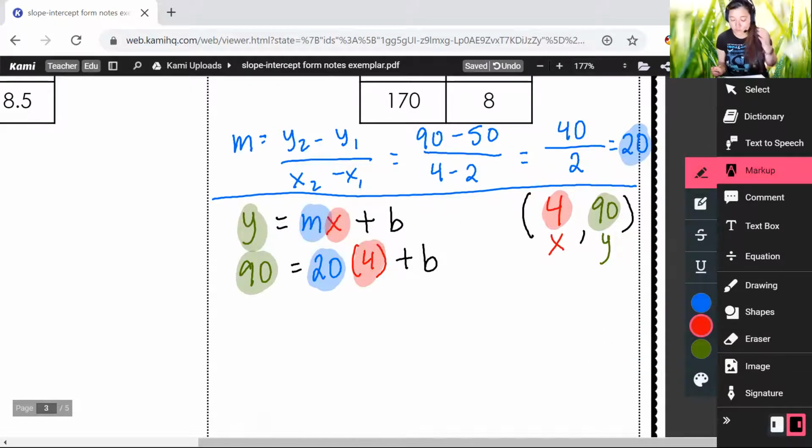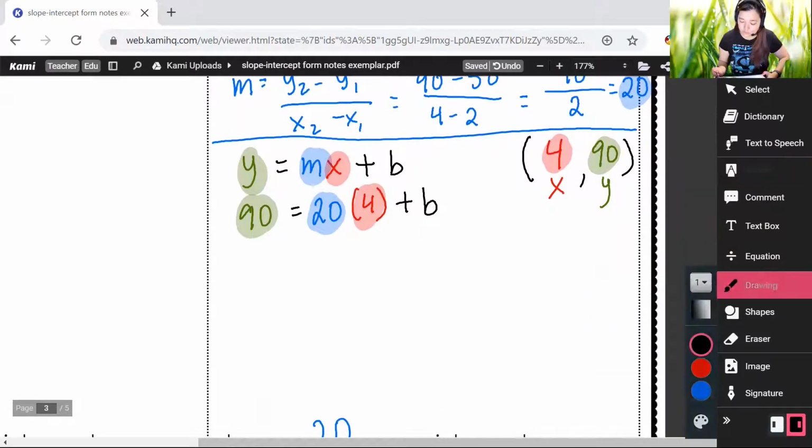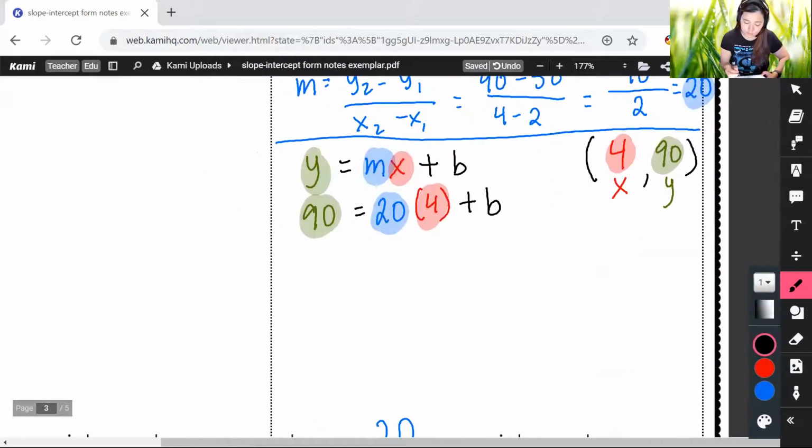So we just put all of those numbers in. And now we can start solving for b. 20 times 4 is 80. Again, if you can't do that in your head, just use the calculator. You're in 8th grade. You can do that now. 80 plus b, that's not 6. And we didn't do anything to the 90, so we leave that alone.